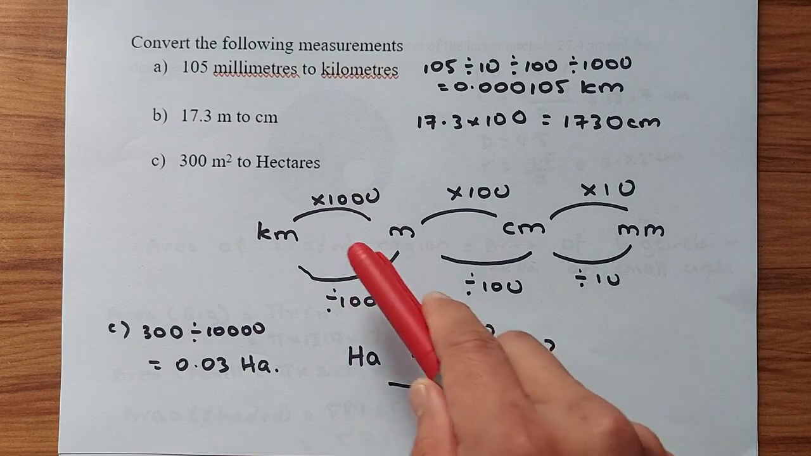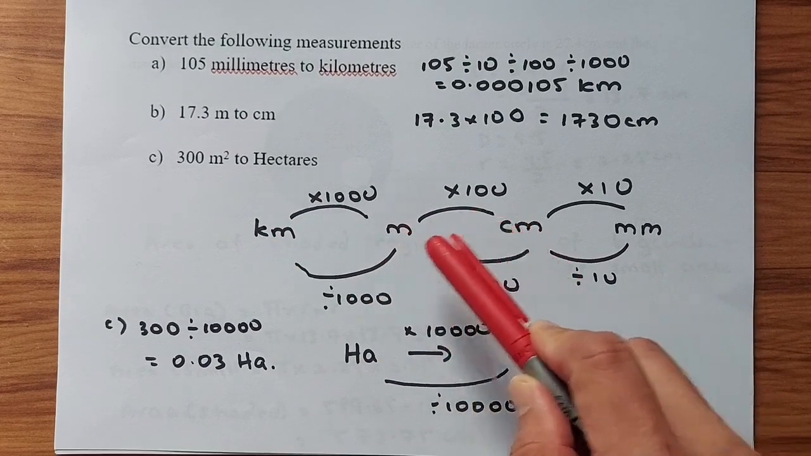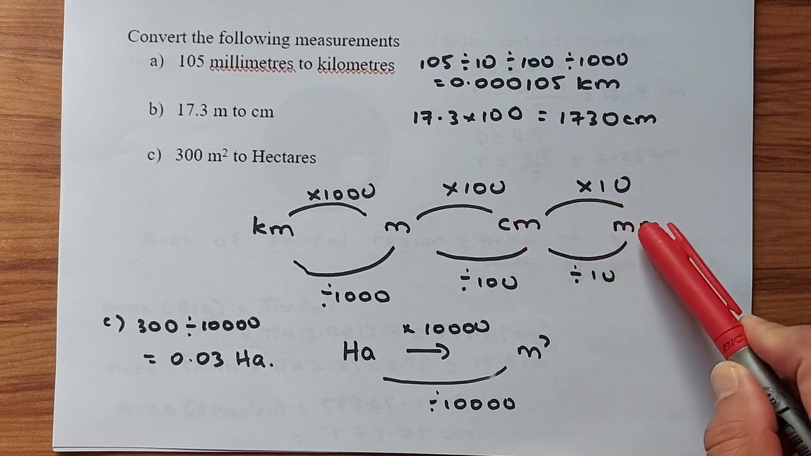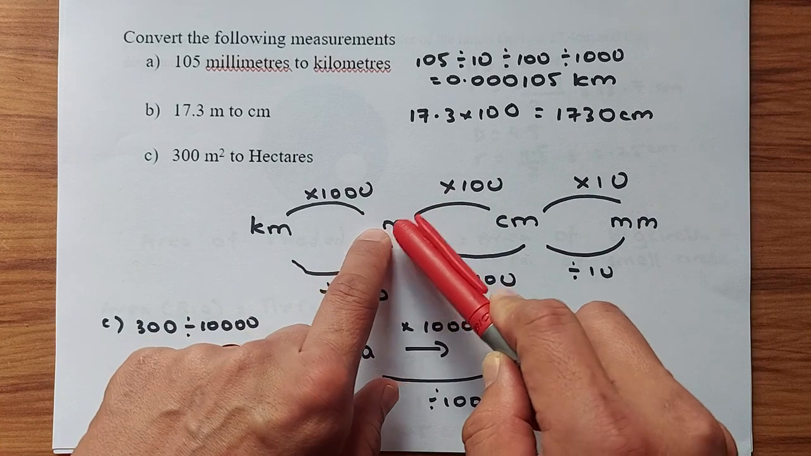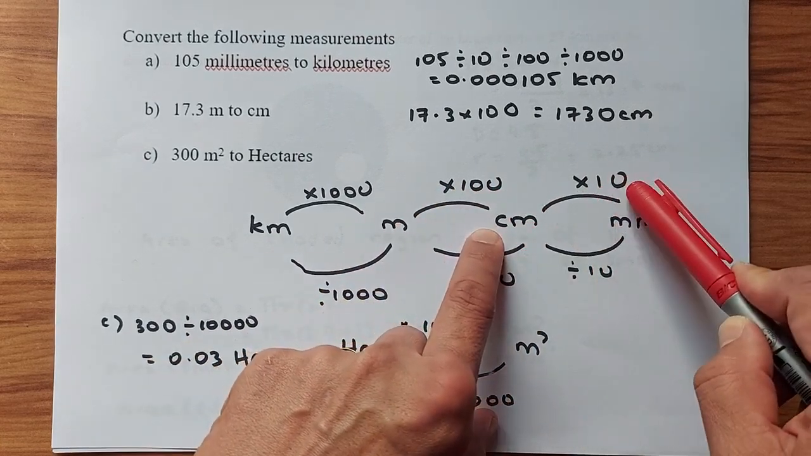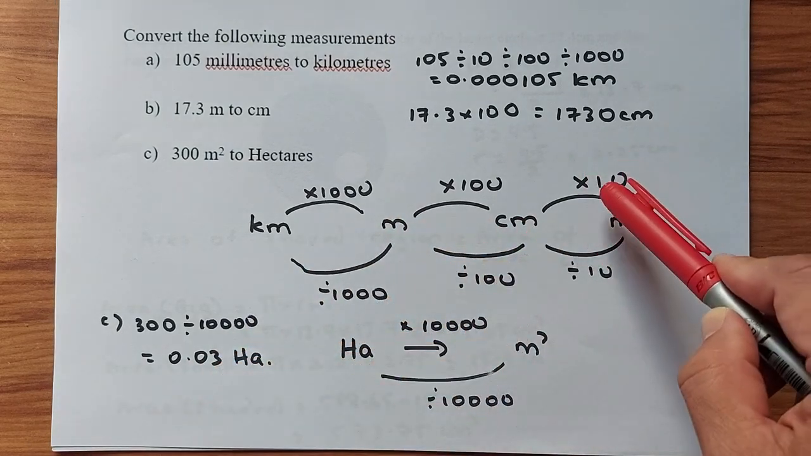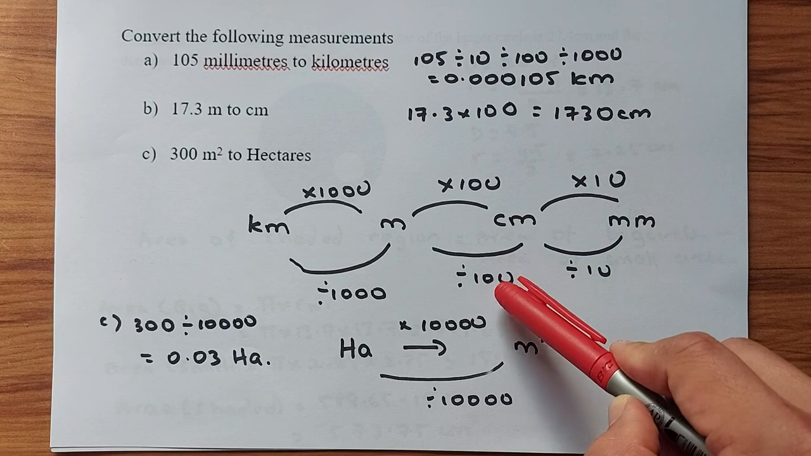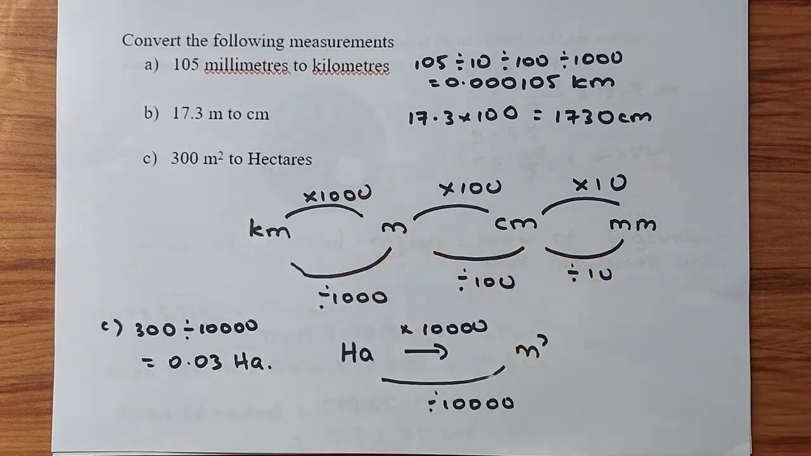If you do not know, this is a good diagram to know. From kilometer to meter, meter to centimeter, and centimeter to millimeter. To convert kilometer to meters, you multiply by 1,000. Meter to centimeter, multiply by 100. Centimeter to millimeter, you times 10. If you do the other way around, millimeter to centimeter, you do the reverse. So instead of times 10, you divide by 10. Instead of times 100, you divide by 100. And instead of multiply by 1,000, you divide by 1,000.